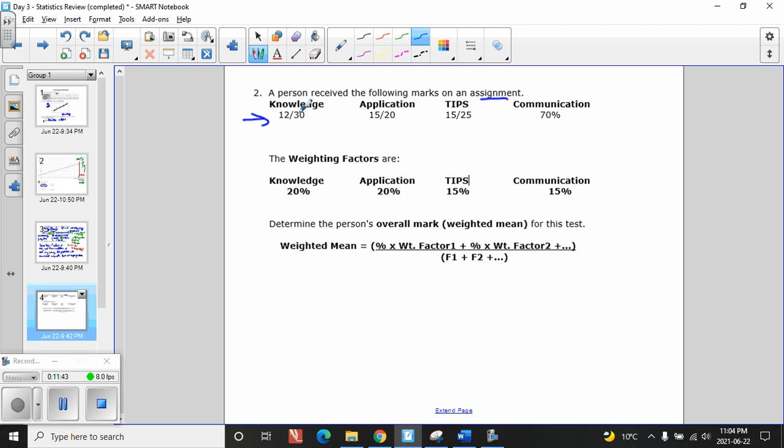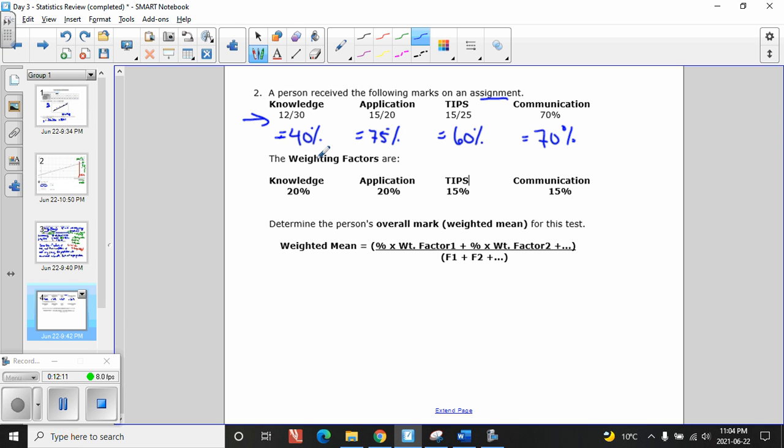I can do 12 divided by 30, multiply by 100, and turn this into 40%. 15 divided by 20 is 0.75. So that's actually 75%. 15 out of 25 is 3 out of 5. That's 60%. And this one's already 70%. So no work to be done there. And now they're all in the same form.